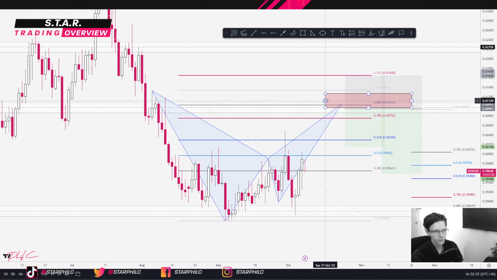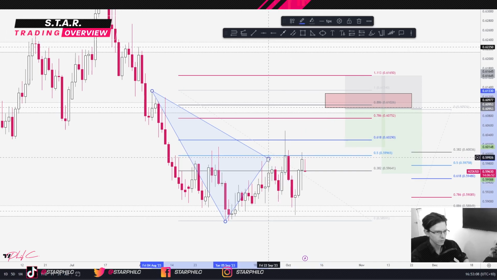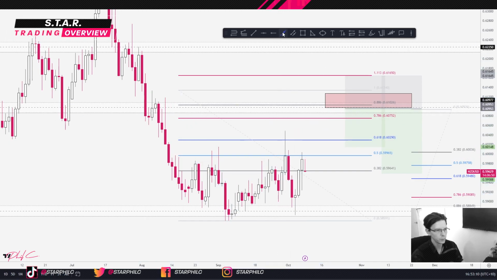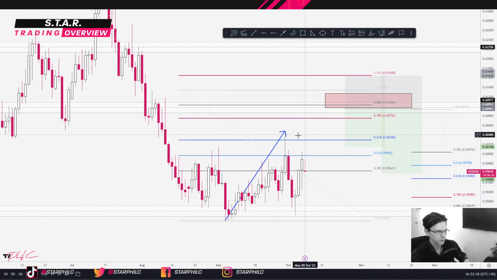However, that's changed. We don't have a potential bat pattern anymore. When we hit the 382 and the 50%, yes, we do. We have a bat pattern. But what's happened here, we have to get rid of this now, is we have a new B point right here. So we have a new high right up here, followed by a pullback. So it would look like this, okay?